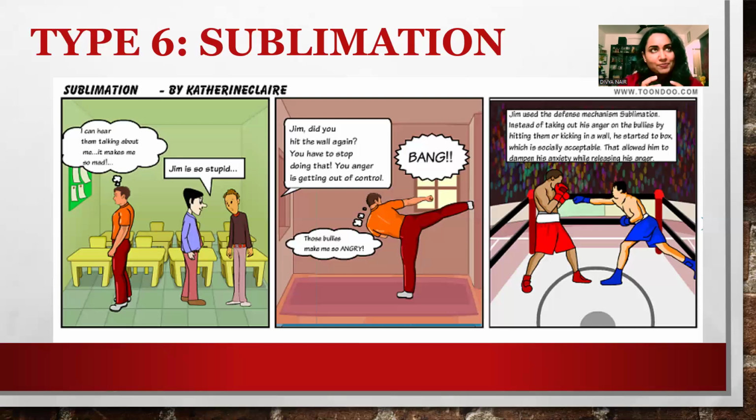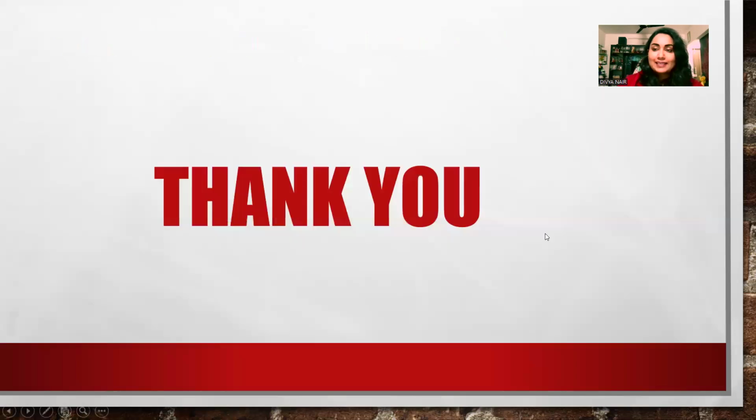So when you mold your unacceptable impulses into something that the society is going to accept, it is said to be the defense mechanism of sublimation. Okay, so I guess with this, we come to the end of this particular class. Like I mentioned, I have taken a few of the most commonly discussed or asked types of defense mechanisms in your different types of examination. So hopefully you all have understood it.